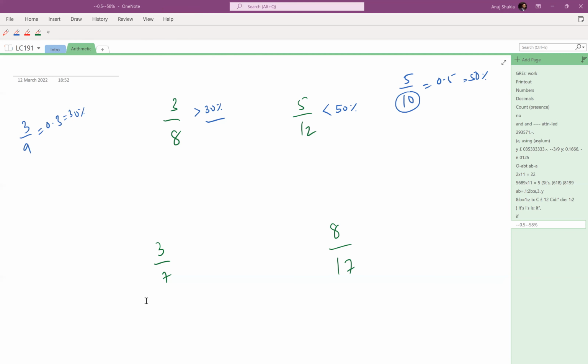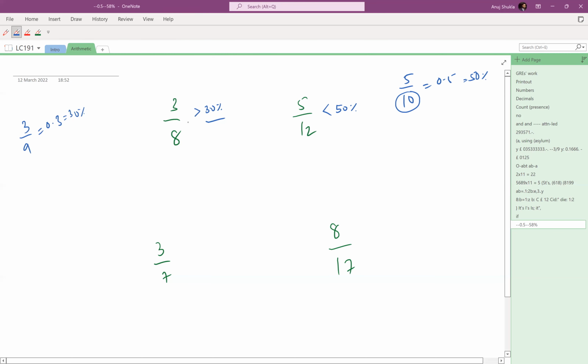Same way with 3 by 7. 3 by 8 is more than 30%, so this also will be more than 30%. But how will you compare 3 by 7 and 3 by 8? 3 by 6 is 50%, and if you increase the denominator, it will be less than 50%. So 3 by 7 lies between 30% and 50%. That is how you define the range.